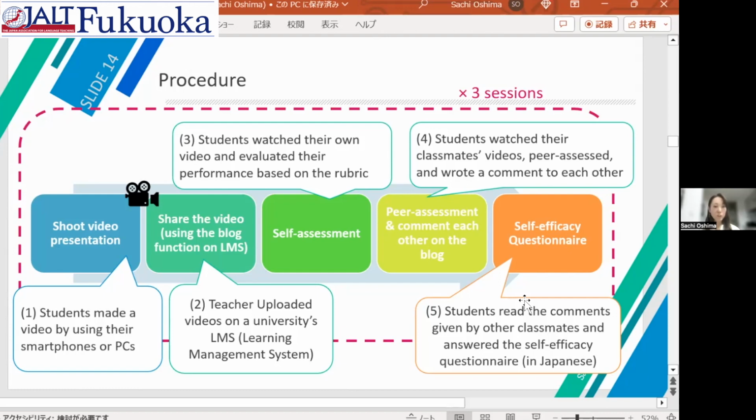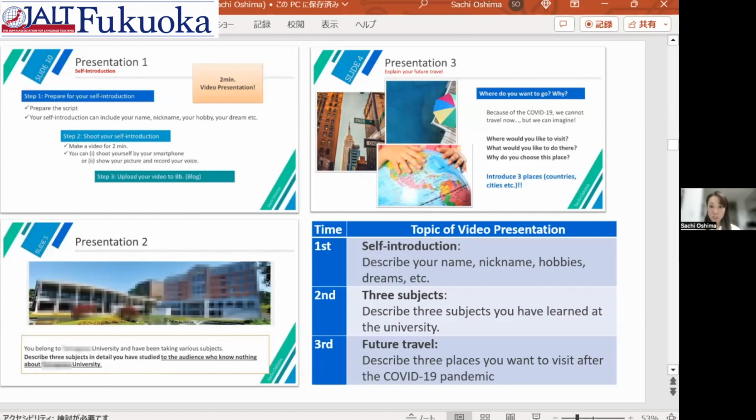So students first made a video and I uploaded it on the university's LMS blog function. And the students watch it, self-assess, peer assess, and make comments to each other. And finally, I got the responses from the self-efficacy questionnaire. As I already mentioned, I repeatedly conduct this sequence. And the topic of the video presentation, the first one is self-introduction.